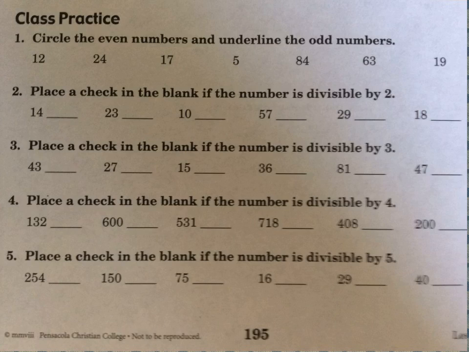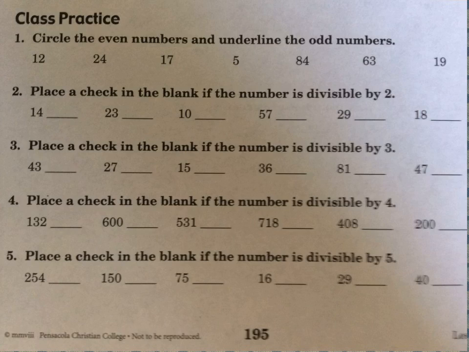Okay, the next one, 36. 3 and 6. Add them together. 3 plus 6 is 9. Does 3 go into 9 evenly? Yes, it does. So we know 36 is divisible by 3. 81. 8 plus 1. Does 3 go into 9 evenly? Yes, it does. And so we know that 81 is divisible by 3.